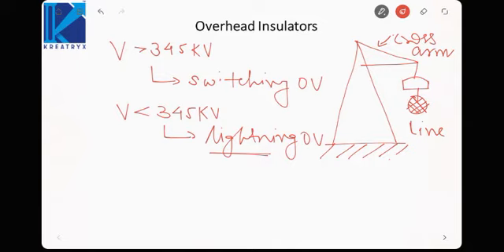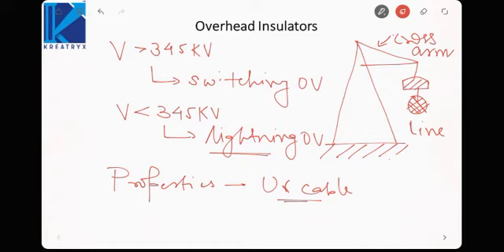Now, what are the properties of the insulators? Properties will remain the same as those of the UG cable. But as you can see in the figure, here the insulator will have to bear the weight of the transmission line. So it must have high mechanical strength. Otherwise, it can break down under the weight of the transmission line.